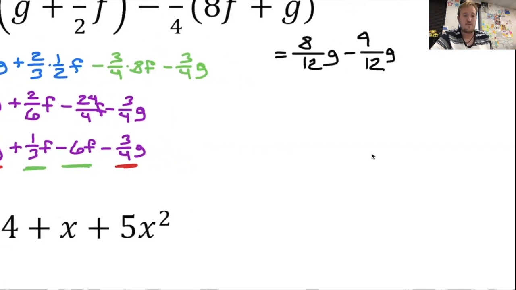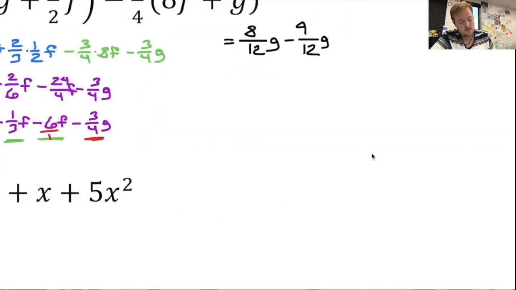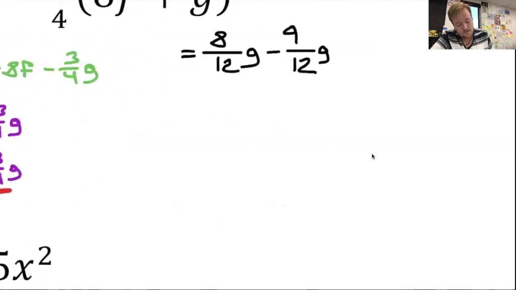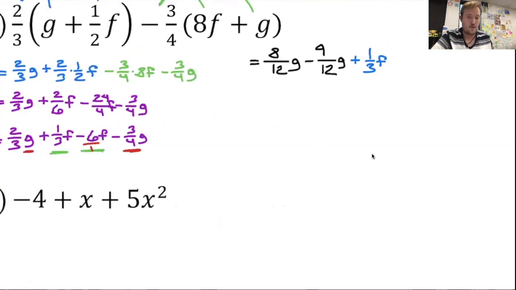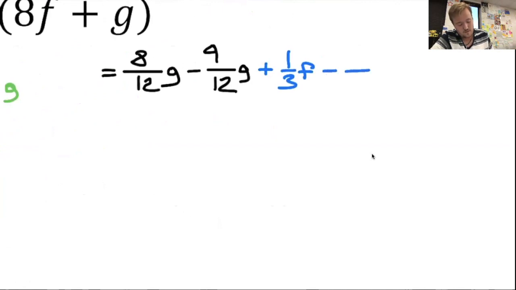Now I want to look at the f values. Over here, we have 1 over 3, and we have 6. 6 is actually rewritten as just 6 over 1, so we have a denominator value of 1. If I want the denominator value to be 3, then I'm going to multiply everything by 3. That means that 1/3 is going to stay the same, so 1/3 f. And now I want to change that 6 to match a denominator of 3. So I'm going to do 6 times 3, which gives you 18. So 18f.